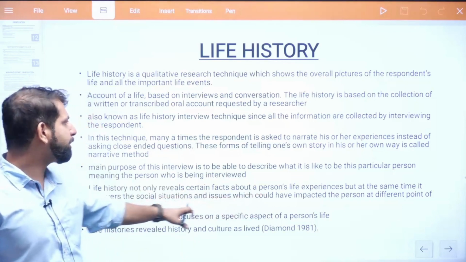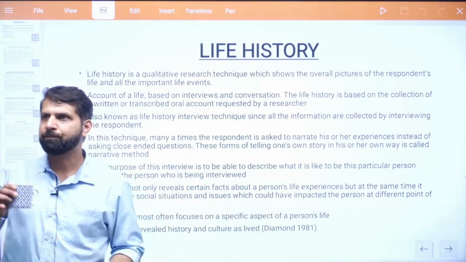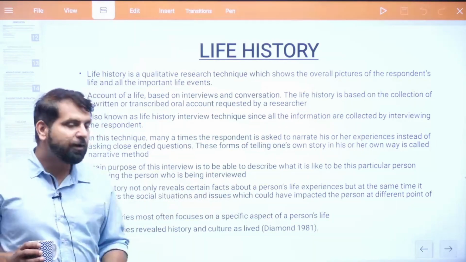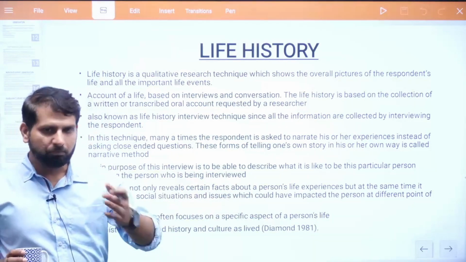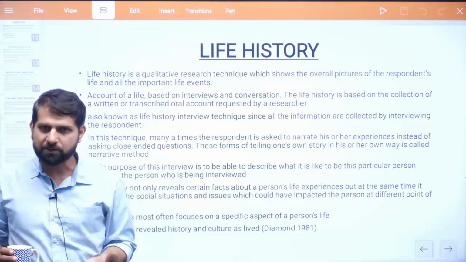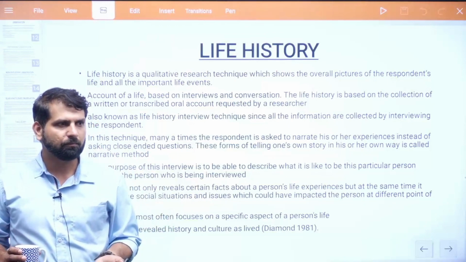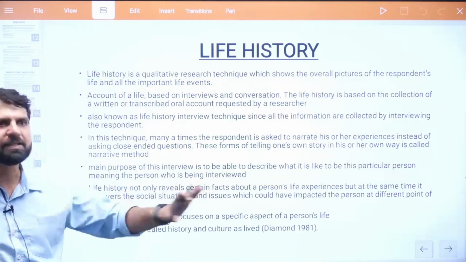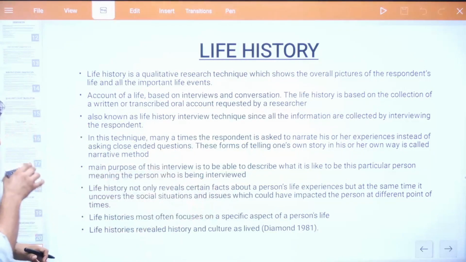Issues which could have impacted a person at different points of time. So people might be going through colonial trauma, people who have felt the partition horrors, how it impacted their whole life. So all these things will be coming into that life history part.